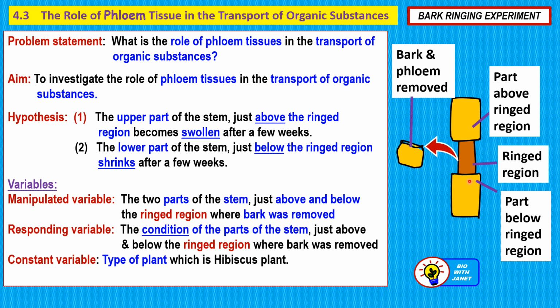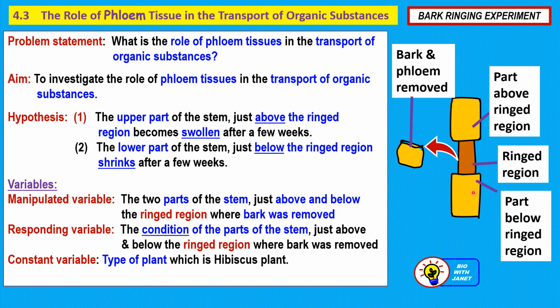So in the bark ring experiment, we are going to remove a ring of bark around the stem of a hibiscus plant. Then we are going to observe the part above the ringed region and the part below the ringed region, where the ringed region is the part where the bark and the phloem have been removed. After a few weeks, our hypothesis is that the upper part of the stem, just above the ringed region, will become swollen, and the lower part, just below the ringed region, will shrink.